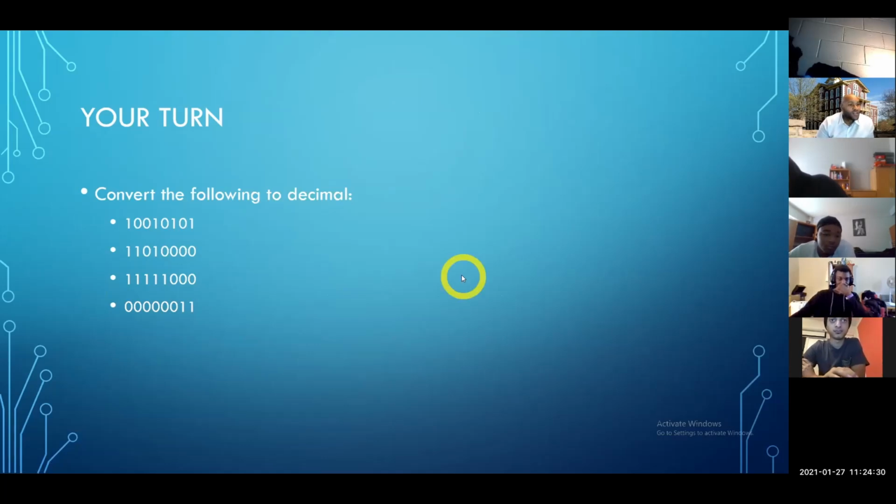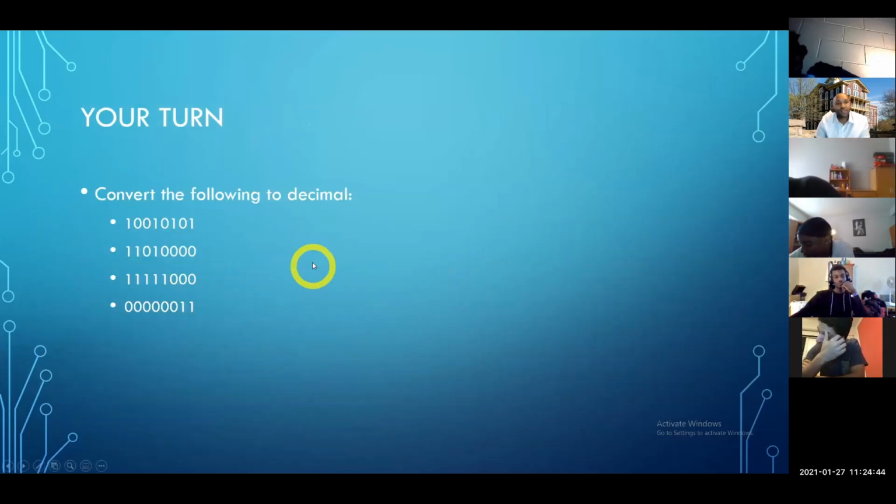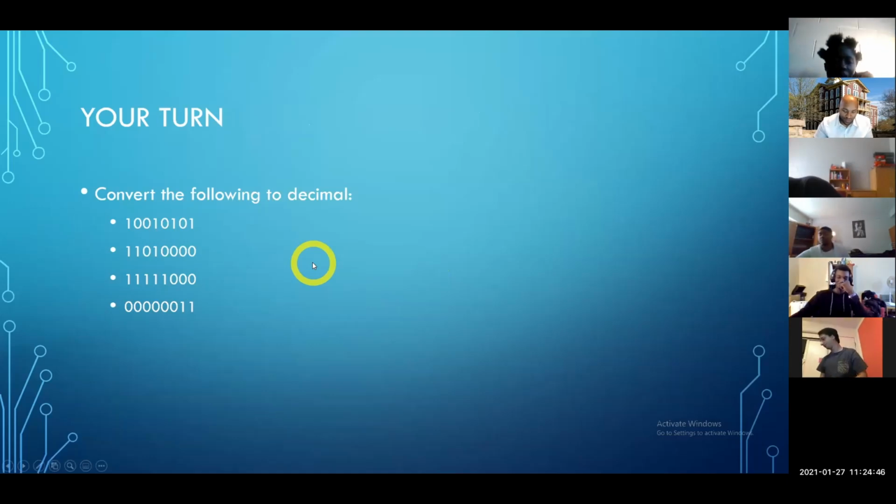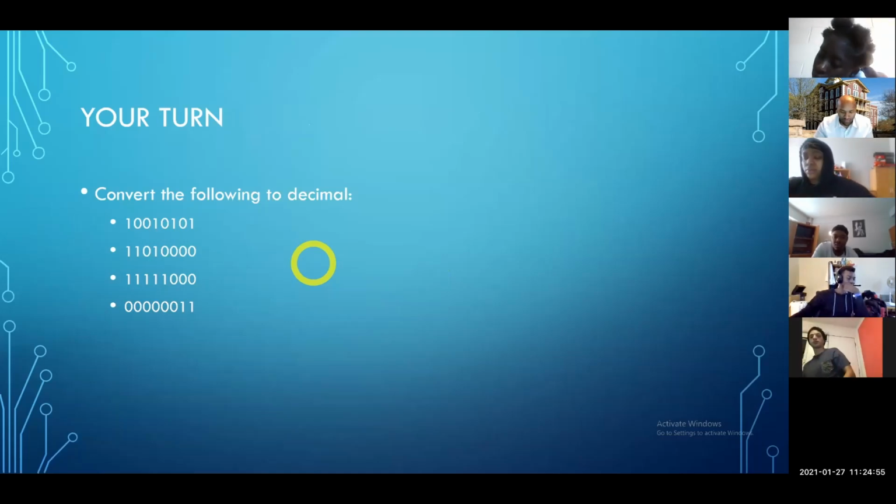All right. Everybody good? Yes. All right, let's see what these numbers are. So the first one is, what did you get? I got 165. I got 149. Yeah, I got 149 too.